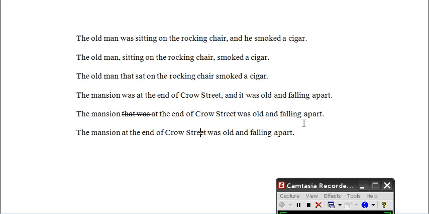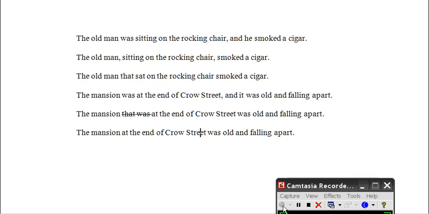Now we found a way to remove the word and to make this one sentence, and it's through coordination. In this case, we use this subordinate clause idea here, this that clause. And then we can remove that was and get a better sentence. The mansion at the end of Crow Street was old and falling apart, which is much better than the mansion was at the end of Crow Street and it was old and falling apart.